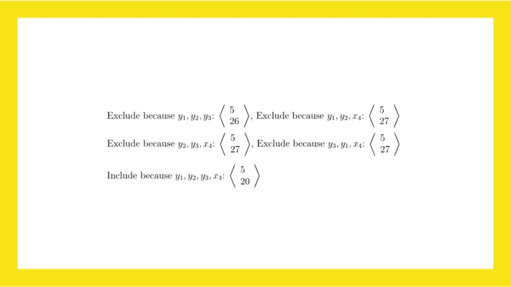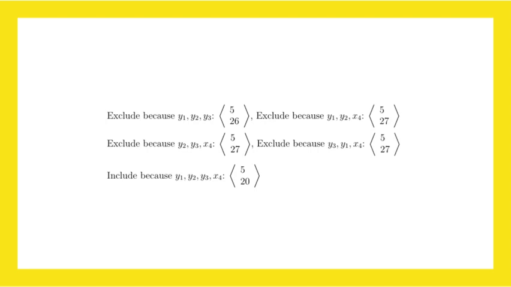Then you have to exclude because of 3. So if they are y1, y2, y3, you have to exclude 5 choose 26. If it is y1, y2, x4, 5 choose 27. y2, y3, x4, 5 choose 27, and y3, y1, x4 will be again 5 choose 27. So excluded. And now if all of them are above upper limit y1, y2, y3 and x4, then we will have to include 5 choose 20.